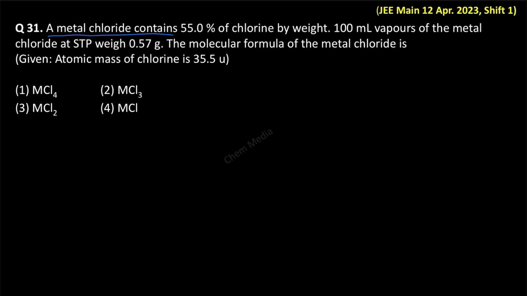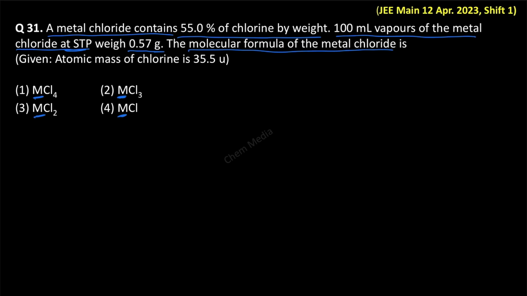A metal chloride contains 55% chlorine by weight. 100 ml vapors of the metal chloride at STP weigh 0.57 gram. In that case, what is the molecular formula of the metal chloride? In this problem, we have to find out the number of atoms of chlorine, isn't it? Because valency of chlorine is 1. So that's why everywhere only one metal atom is there. Therefore, we have to figure out the number of chlorine atoms.